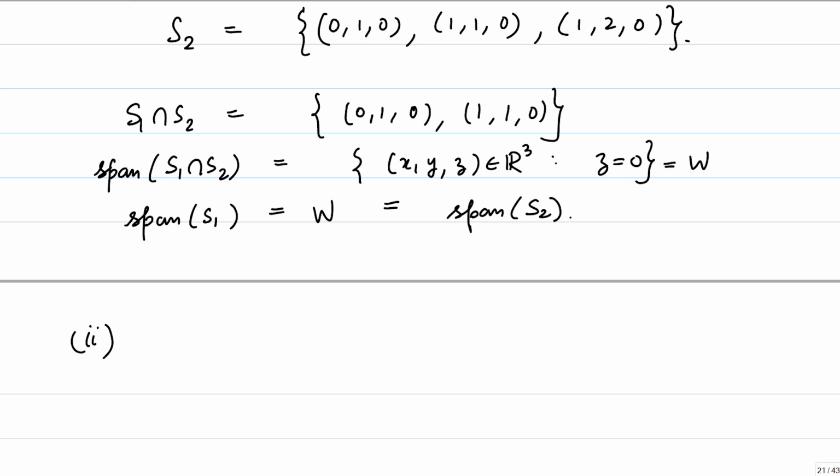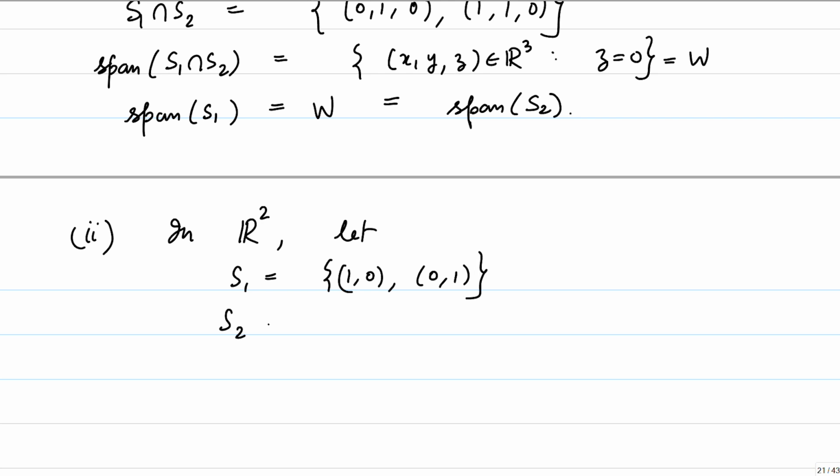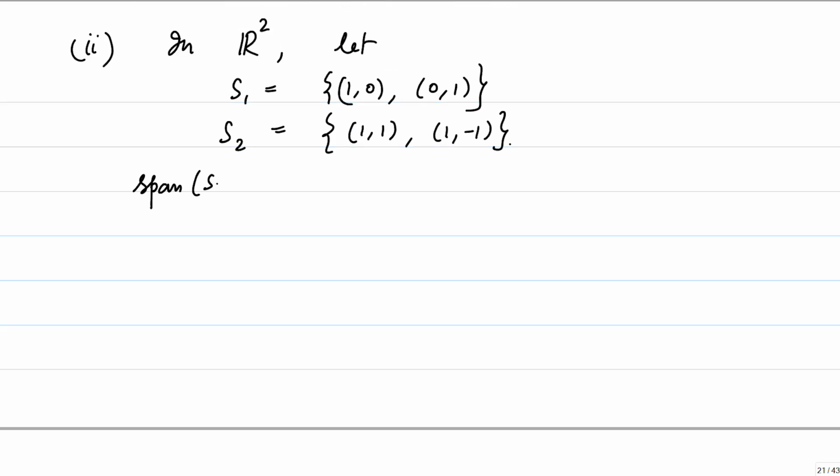How about the second one? Let me just give you an example and leave the rest to you. We would like to get hold of an S1 and S2 such that span of S1 intersected with S2 is a strict subset of span of S1 and span of S2. That's not difficult. Let's look at R2. Let S1 be the vectors E1, E2, which is (1, 0), (0, 1), and S2 be the set (1, 1), (1, -1), and let me leave it for you to check that span of S1 is equal to span of S2 is equal to R2.